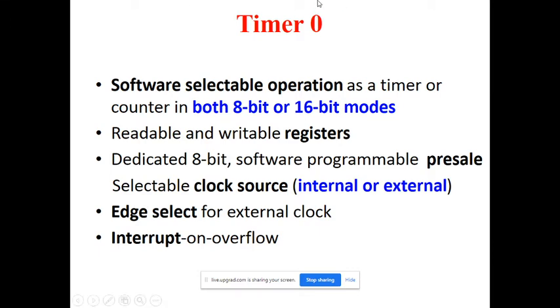Now first one is timer 0. What is the feature of timer 0? It is an 8-bit timer or 16-bit timer, means you can use either an 8-bit timer or a 16-bit timer as per your choice. Then the next one is that it has readable as well as writable registers. There are two registers, that is timer 0 lower byte and timer 0 higher byte.